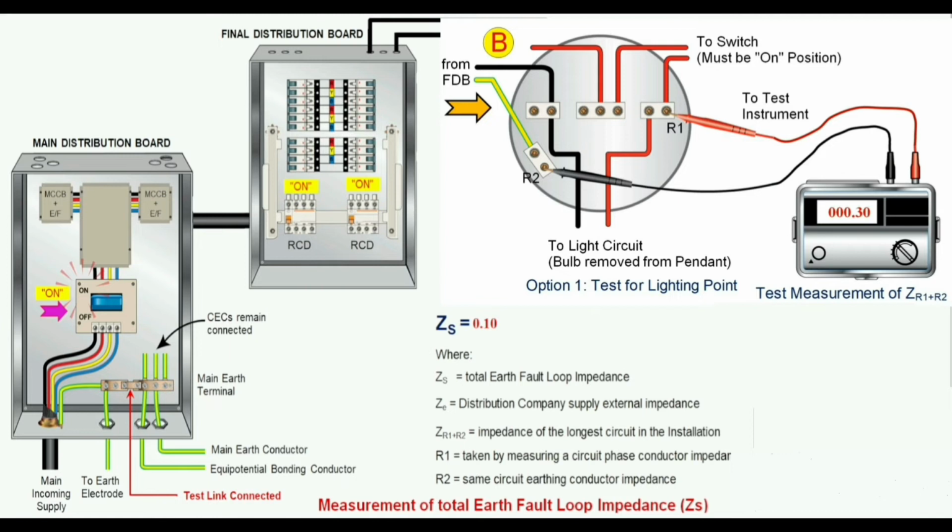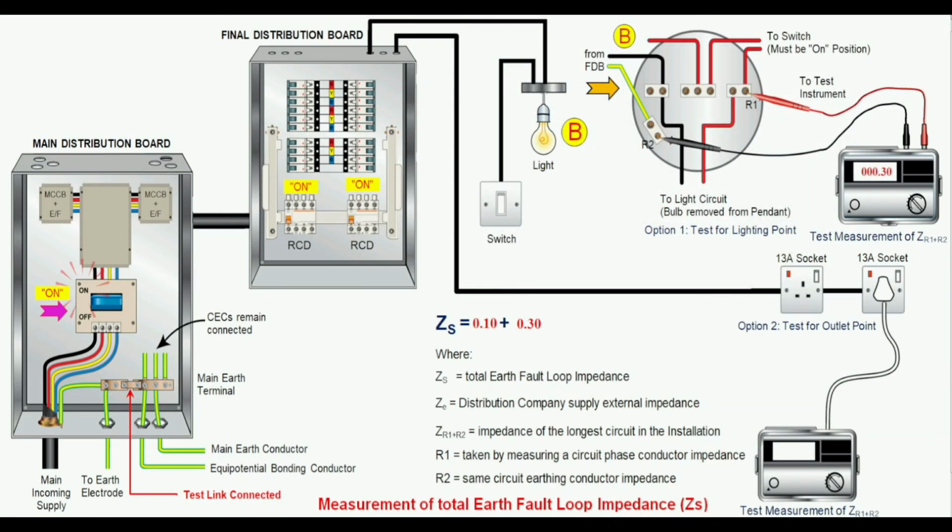The same measurement can be done with the lighting bulb removed from the pendant accessories, by touching the probe between the live conductor R1 and the earth continuity cable R2 in this lighting circuit, and record the test result of 0.3 ohms. Right here, 0.3, the test result of the farthest point impedance of the lighting circuits. 0.1 plus 0.3 is equal to 0.4. So the overall total earth fault loop impedance is 0.4 ohms.